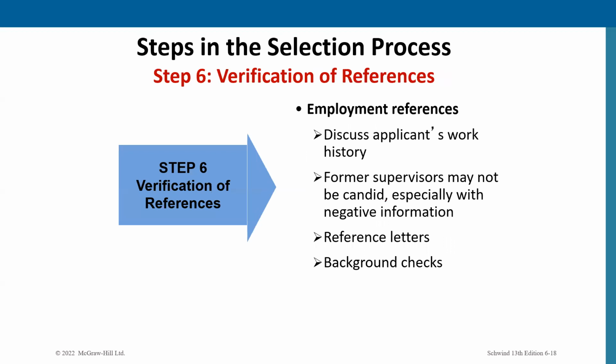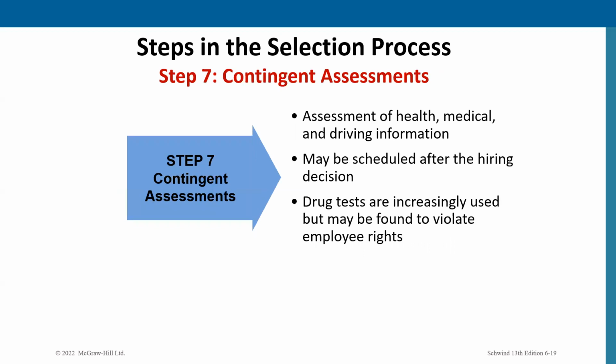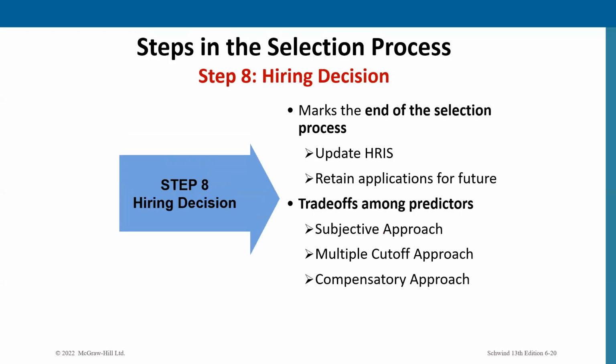Step number 6, we have verification of references. So they might call your references, get some reference letters from them, or sometimes background checks or police checks are happening in step number 6. Step number 7 is contingent assessment, and that's an important part. All the medical tests, all the drug tests, or some tests related to your physical health can happen in step number 7. And step number 8 is the time we're approaching the hiring decision. The hiring decision happens here.